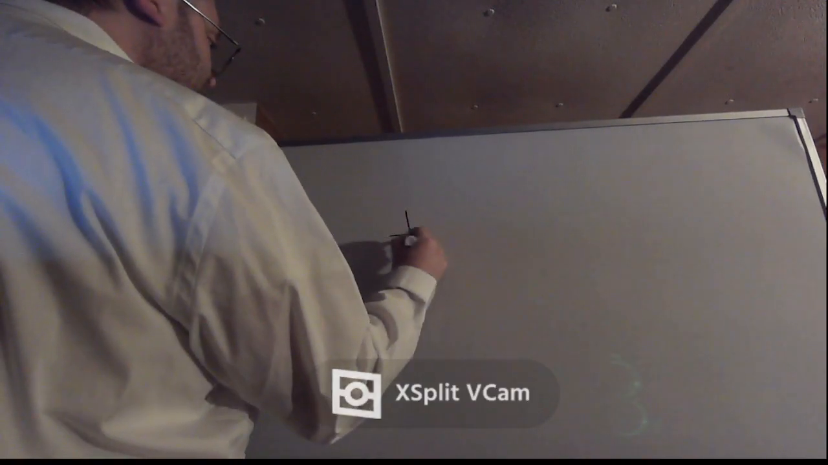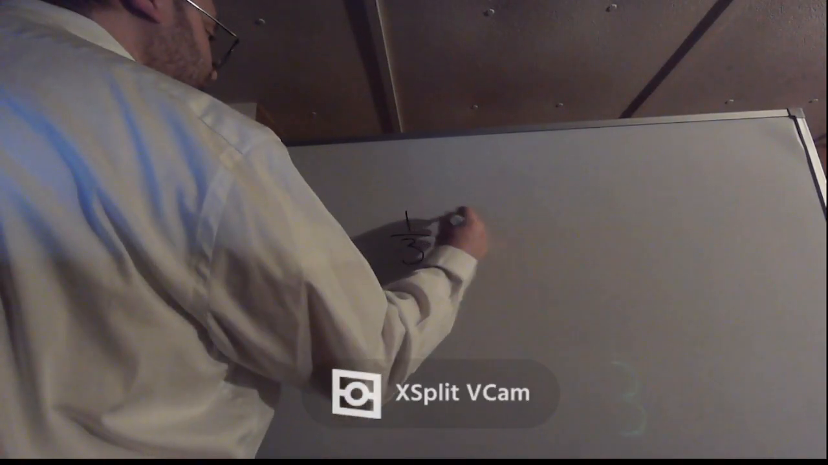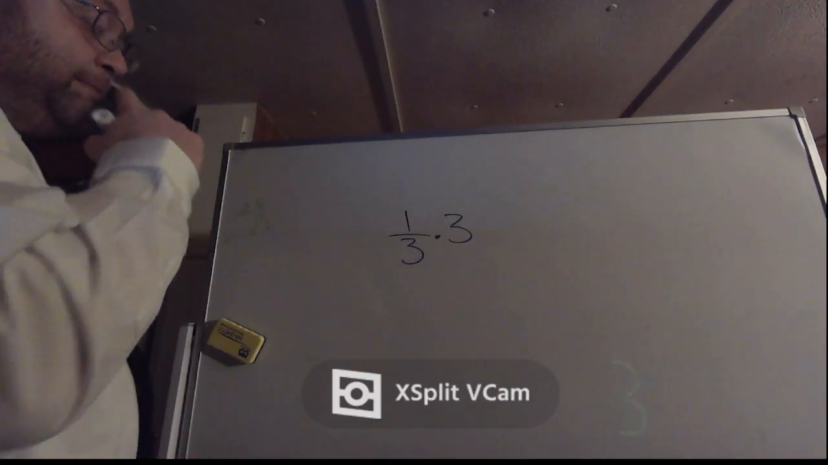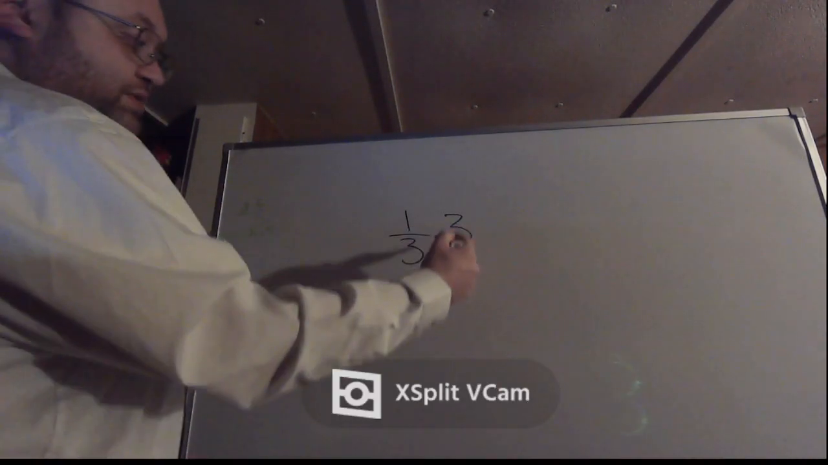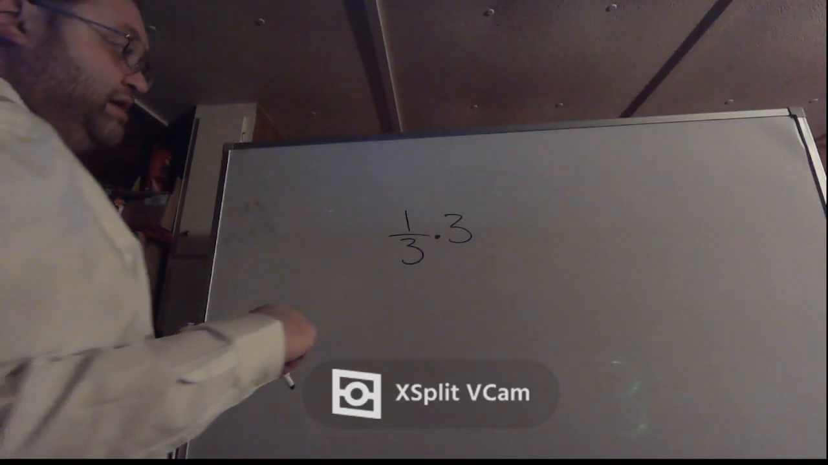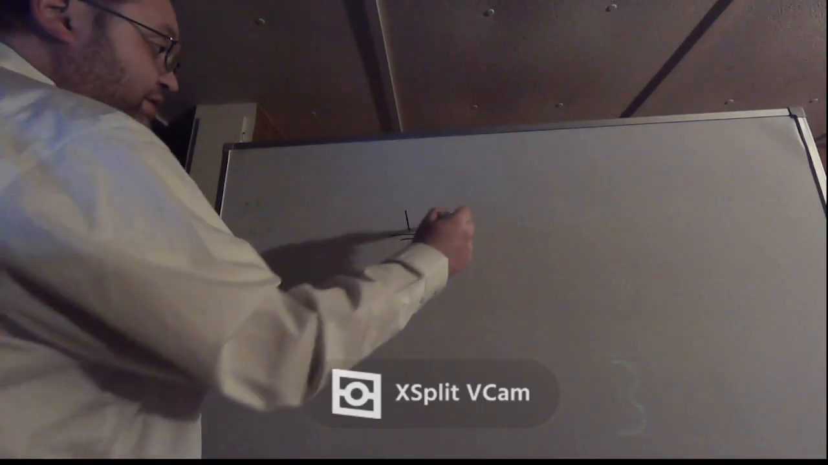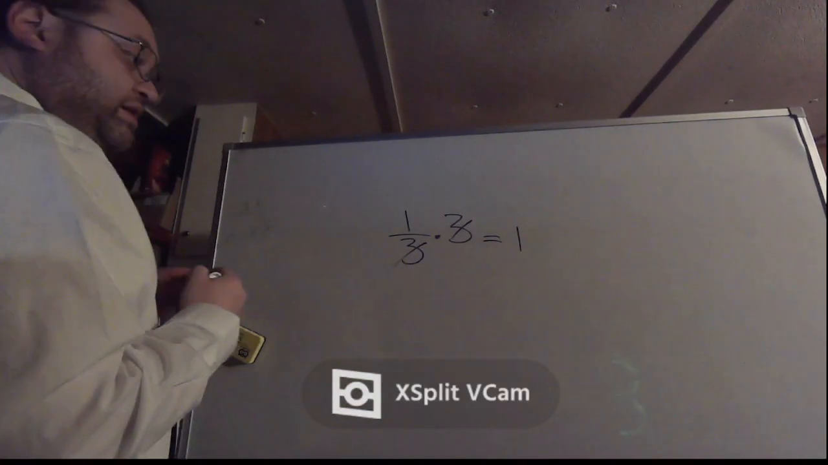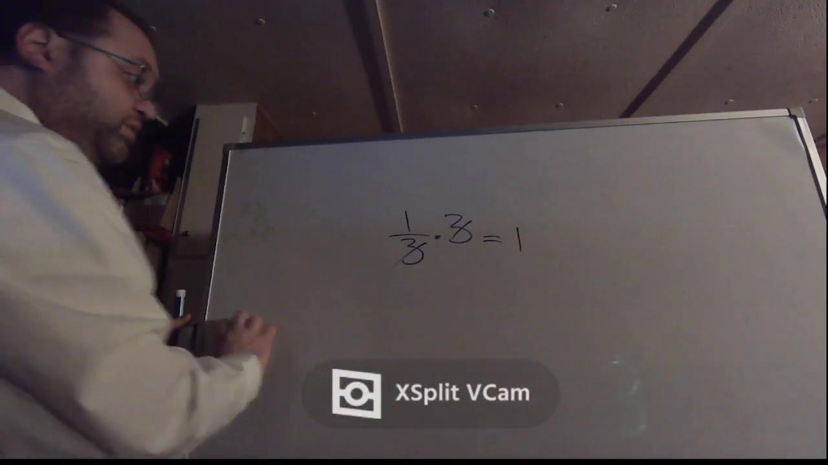Alright, this will be an easy one. You have 1/3 times 3. So 1/3 times 3, again, in the denominator with the 3 is a 1. That's just a guiding 1 there, we know that. But between the numerator and denominator, you can cancel out a 3. You're just left with 1. And that would be your answer. You have 1.